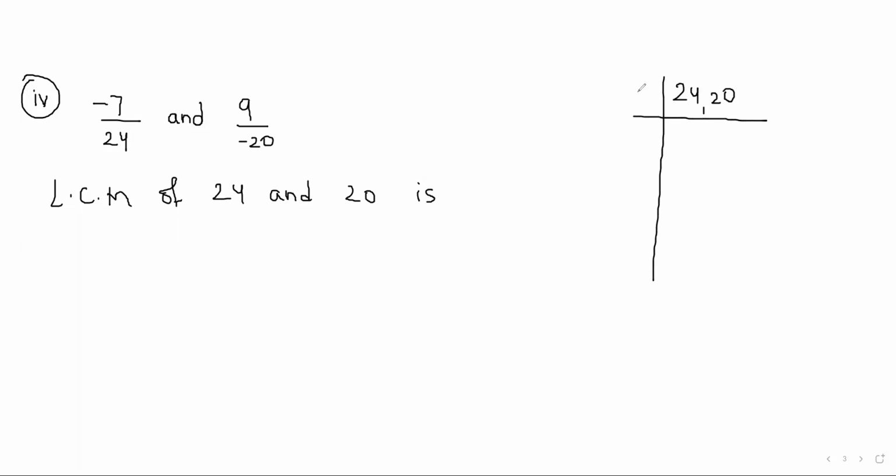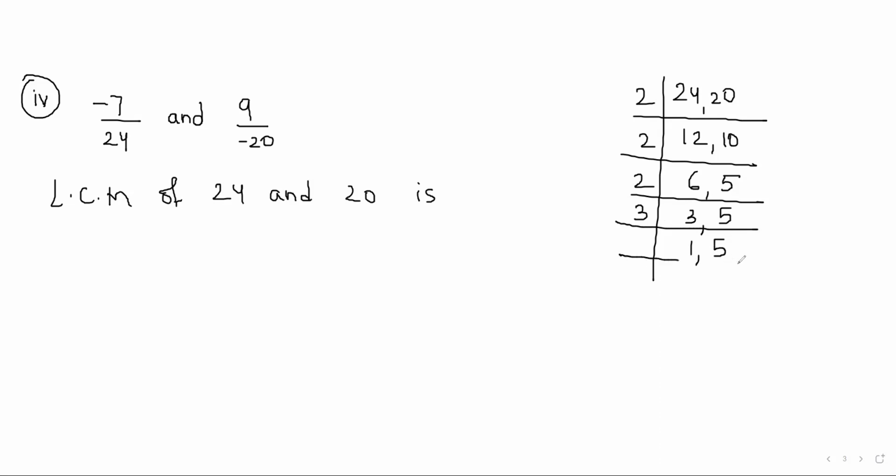We are starting with the term 2. So 2 12s are 24, 2 10s are 20. Again, divisible by 2. 2 6s are 12, 2 5s are 10. Again, divisible by 2. 2 3s are 6. 5 is not divisible. We'll write it as it is. Now 3. 3 1s are 3. 5 is not divisible. We'll write it as it is. Now 5, 1 as it is down, 5, 1. So the moment we get 1, 1 down, our LCM procedure is over.